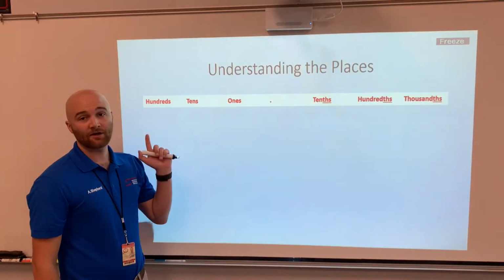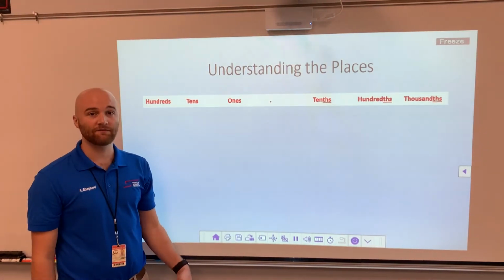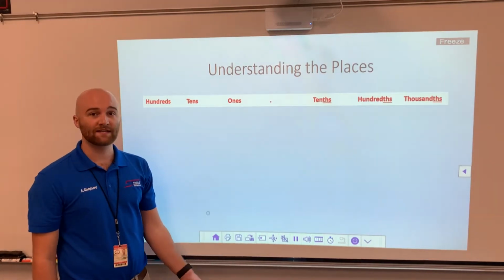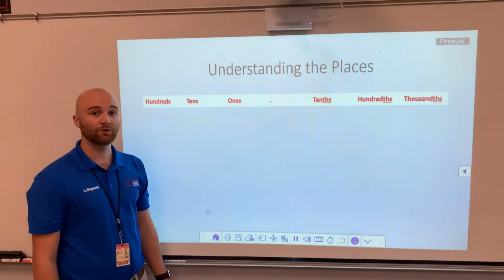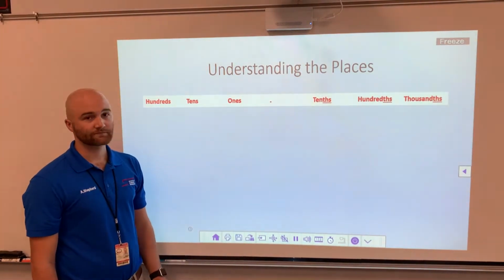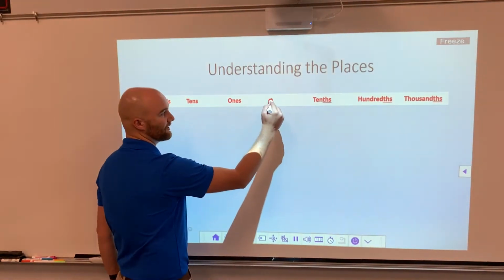Today we're going to be expanding on place value, and we'll be talking about how we can understand what each of those places means. We're going to be using those places to help us write down the word form of a number, and also for us to look at word forms and change them back into numerical forms. So, it all starts out with the decimal. Everything is based on where this decimal is.